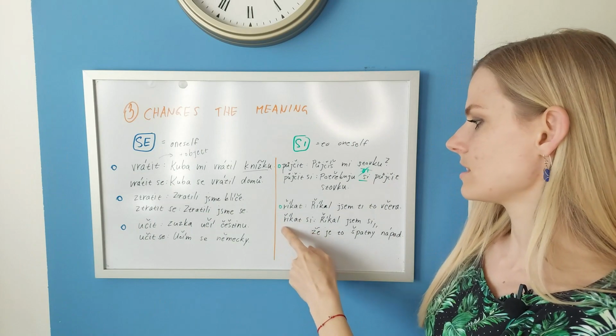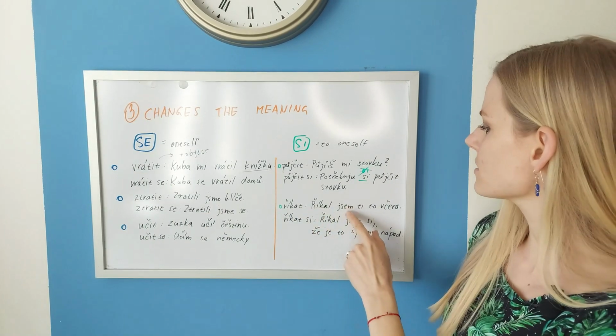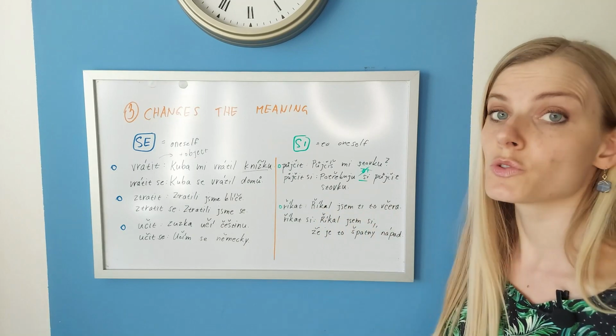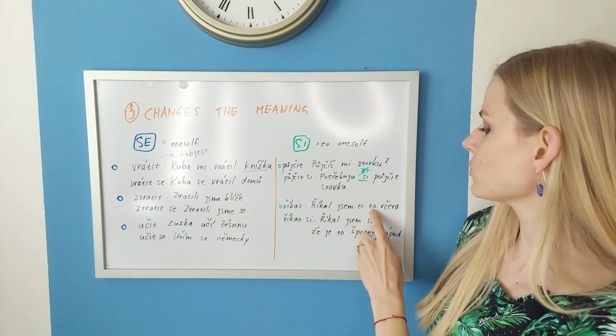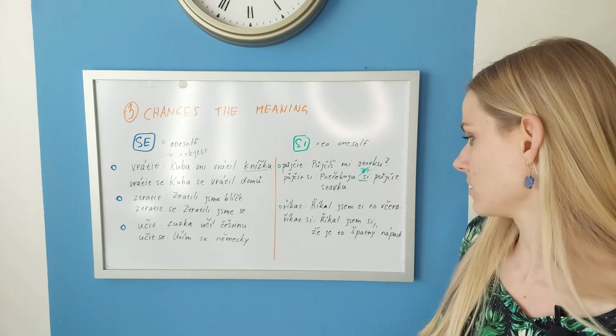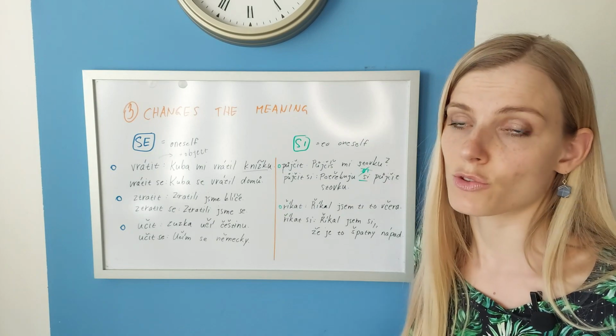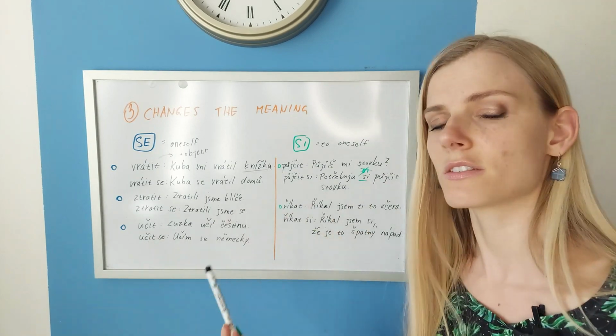Let's see another example. Říkat and říkat si. Říkat means to tell or say. Říkal jsem ti to včera. I told you yesterday. I told that to you yesterday. So I need an object. Usually I say what I said, at least, and then whom I said it to. Říkal jsem ti. Říkal jsem vám.